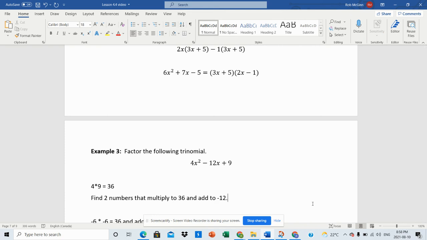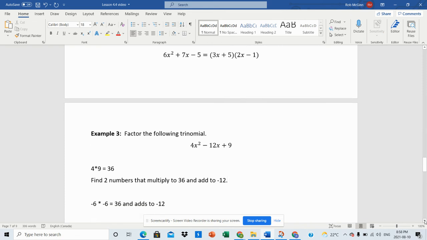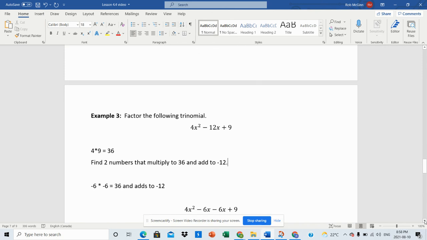What about negative 6 and negative 6? Negative 6 times negative 6 equals 36. Negative 6 minus 6 is going to be minus 12. So that's our numbers, minus 6 and minus 6. So that's what we're going to use to decompose our middle term. So now we get 4x squared minus 6x minus 6x plus 9.